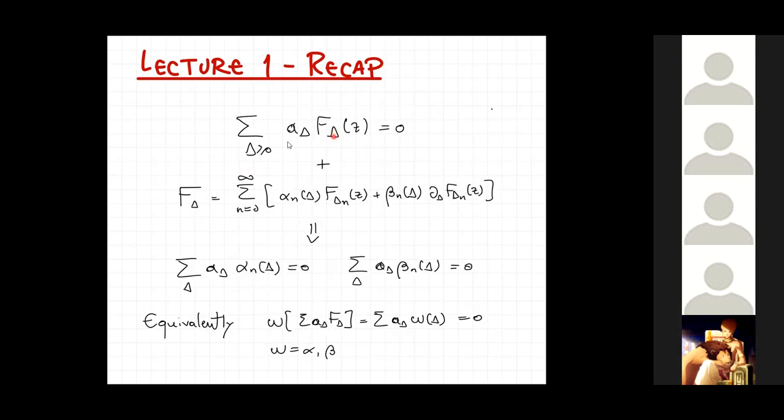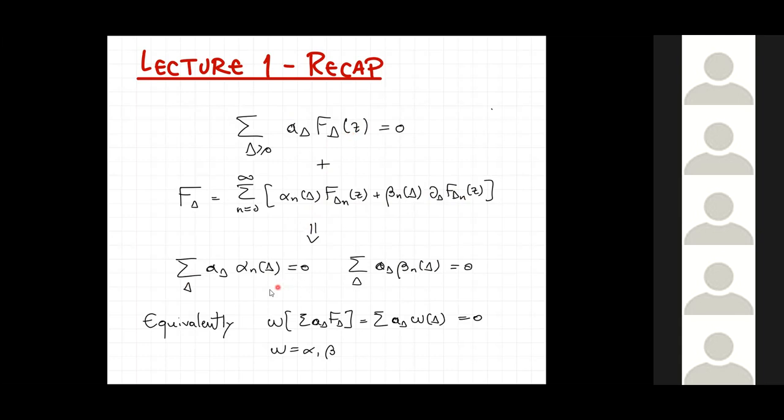So now what's the idea? We take our equation, we plug in this basis decomposition, and we demand that this is zero by demanding that the coefficient of each basis element is zero. So the coefficient of this guy is this, and the coefficient of this guy is this. So we get this set of equations, which should hold in order for crossing to hold.